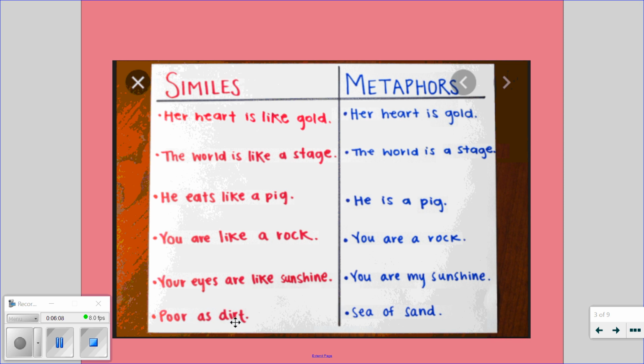"Poor as dirt." This is a simile that you will see a lot of authors use when they're describing people a long time ago. This was a very common phrase back in the 1930s, really through the 1960s. We don't describe people like this as often. Maybe you do, but authors don't generally use this as much. And it just means that you don't have a lot of money.